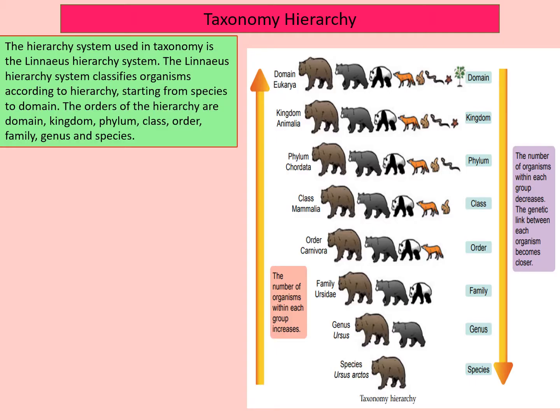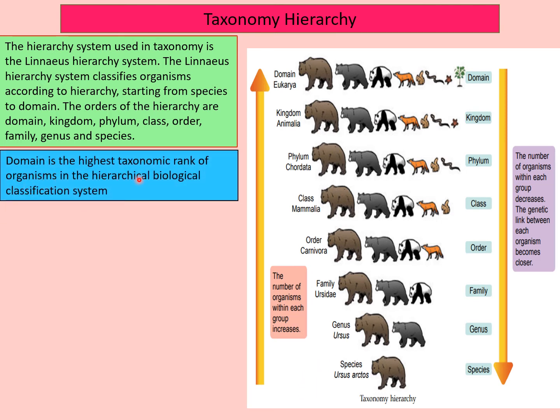Okay, thank you. Taxonomy hierarchy. The hierarchy system used in taxonomy is the Linnaeus hierarchy system. The Linnaeus hierarchy system classifies organisms according to a hierarchy, starting from species up to domains. The order of the hierarchy is domain, kingdom, phylum, class, order, family, genus, species. Domain is the highest taxonomic rank of organisms in the hierarchical biological classification system. This is domain Eukarya, or eukaryotes.